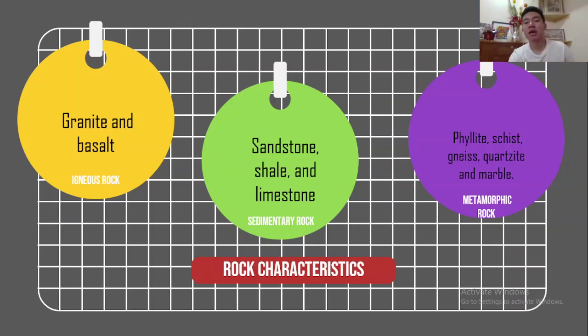Metamorphic rock originated as igneous or sedimentary rock, but has been changed by heat, pressure, or chemical action into a different type of rock. Metamorphic rock is intermediate between igneous rock and sedimentary rock in its difficulty of excavation. Examples of metamorphic rock are phyllite, schist, gneiss, quartzite, and marble.